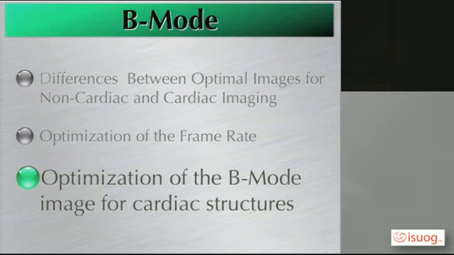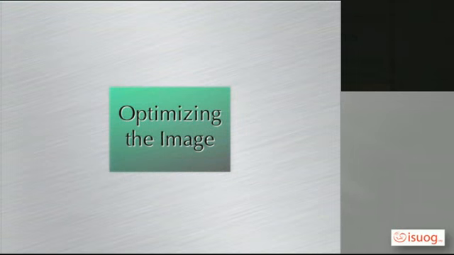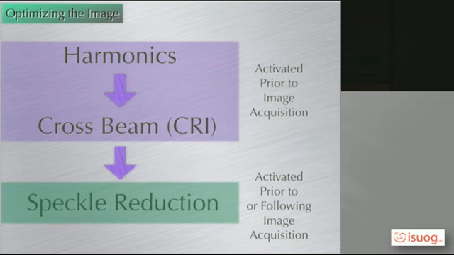This next section will discuss methods for optimization of the B-mode image for evaluation of cardiac structures. Let's now review optimizing the image. There are several techniques the examiner can use to optimize the B-mode image. Harmonics and crossbeam technologies require the examiner to activate these functions prior to image acquisition. Speckle reduction can be activated either prior to or following image acquisition. I will discuss each of these functions in subsequent slides.